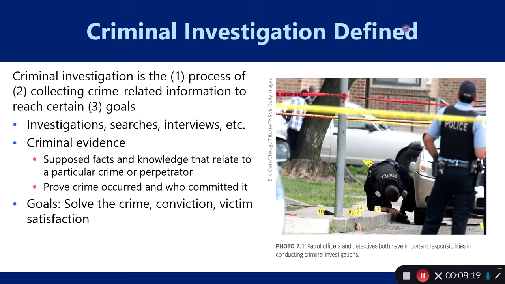So, criminal investigations defined. The criminal investigation is the process of collecting crime-related information to reach goals. Now, what is this information? Evidence, right? You're generally trying to collect evidence to reach a goal. And what is your goal? To solve the crime, to convict the suspect, to make the victim happy, to get the property back. In the process that you're doing this, you're conducting an investigation. You're doing searches. You're doing interviews. You're going and checking various DNA repositories and stuff like that. And so this is the way that the investigation is conducted.